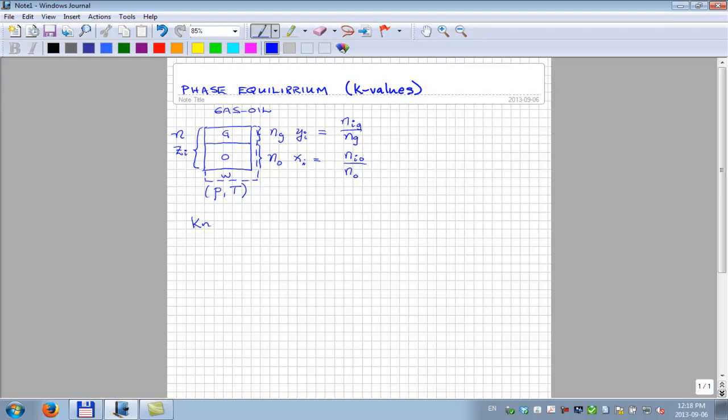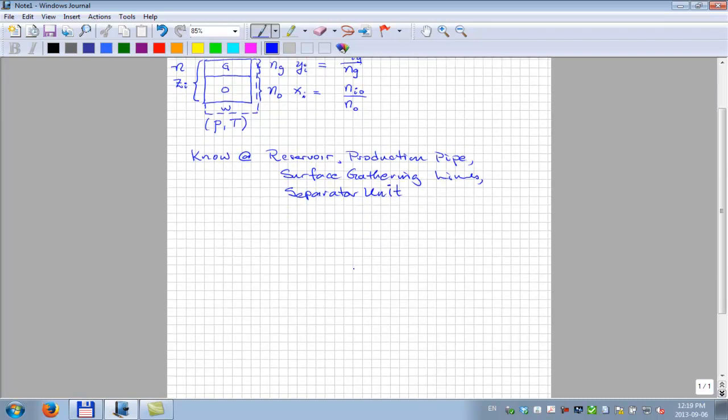So what we know at some point in the reservoir, in the production pipe, maybe at the surface gathering pipes, gathering lines, and ultimately at some separator unit. I'll just sketch it. We've got our reservoir here. We've got a well drilled through the reservoir. Of course, this is not to proportion.